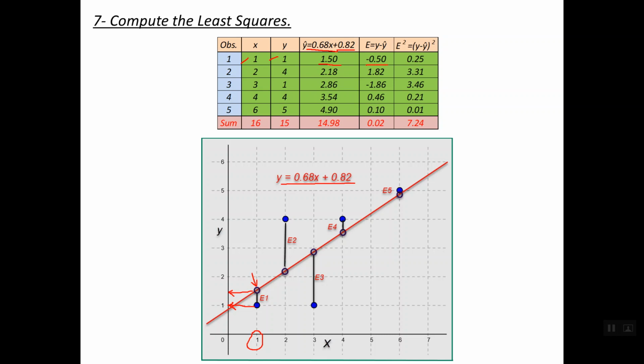See that some errors are negative and some are positive. It doesn't matter because we need to take the square of these values. So if you square this value of E, which is E1 squared, it is 0.25. So 0.25 represents the value of E1 squared. For the second value here, this is simply the value of E2 squared, and so on.